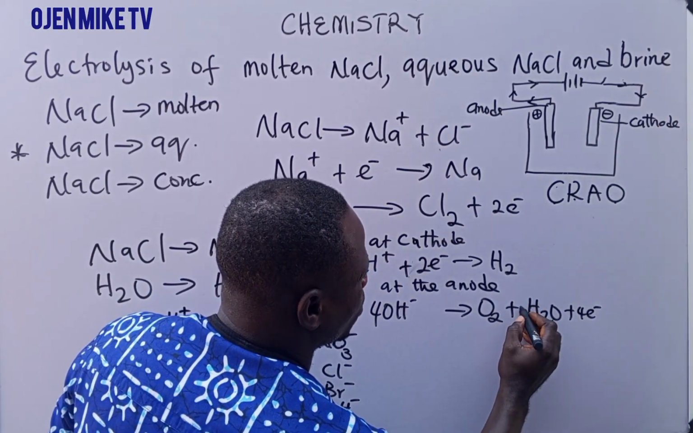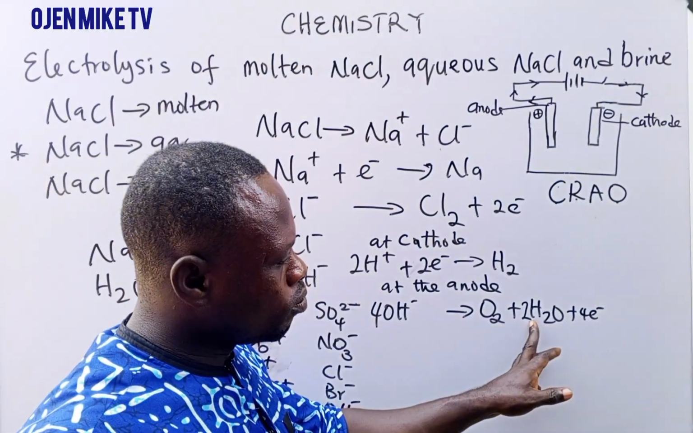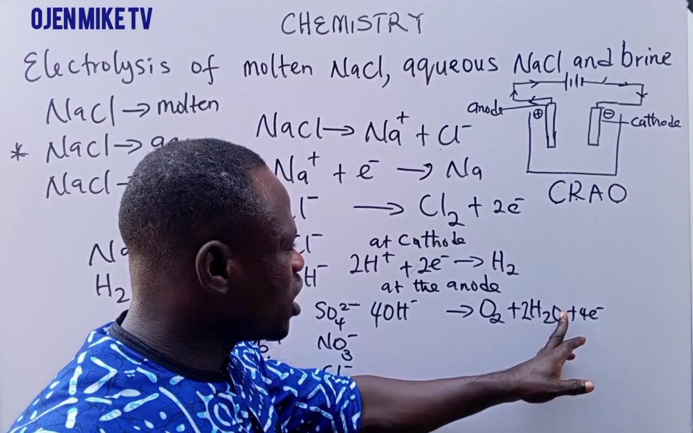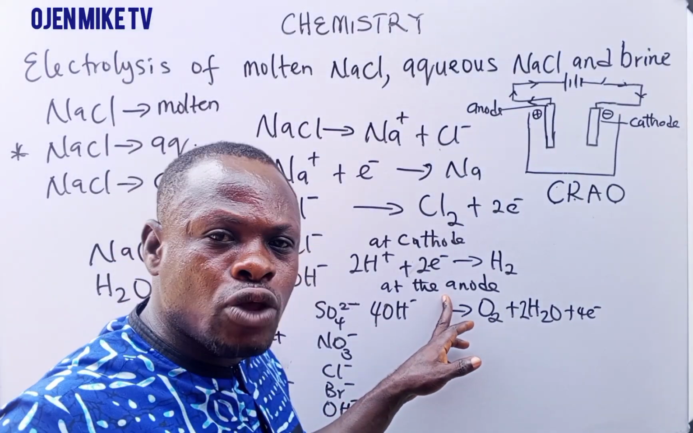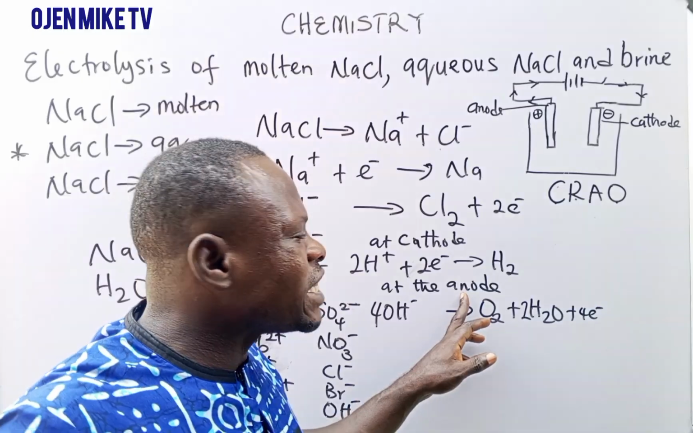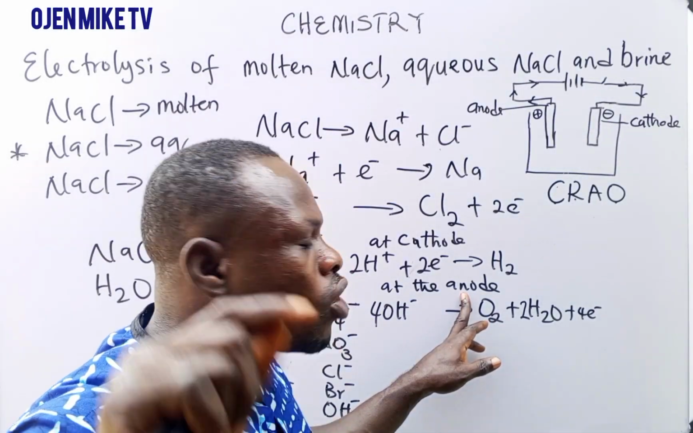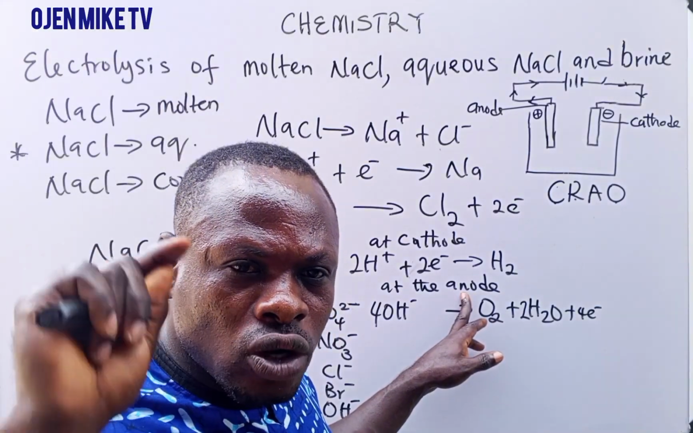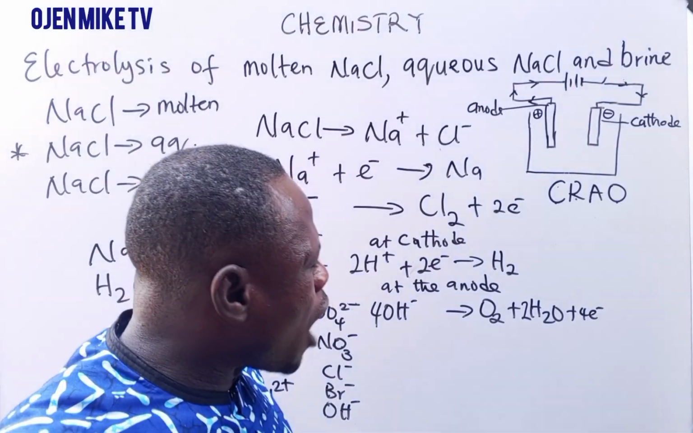This will make our equation. Water will be 2, 2 in front, 2 moles of water. Are you following? Oxygen here is 2, oxygen here is 2, so it is balanced. So this is the equation that you see at the anode during the electrolysis of aqueous sodium chloride.